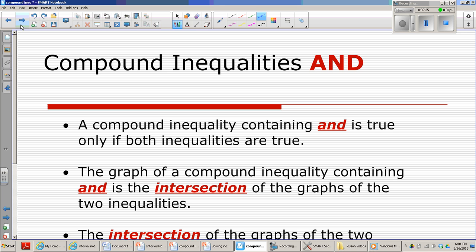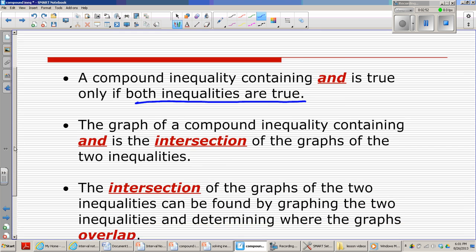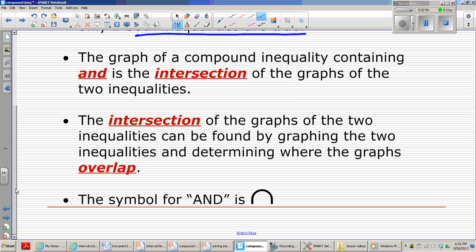Let's look at the and statement. A compound inequality containing and is true only if both inequalities are true. The graph of a compound inequality containing and is the intersection of the graphs of the two inequalities. The intersection can be found by graphing the two inequalities and determining where the graphs overlap. The symbol for and is the upside down U.